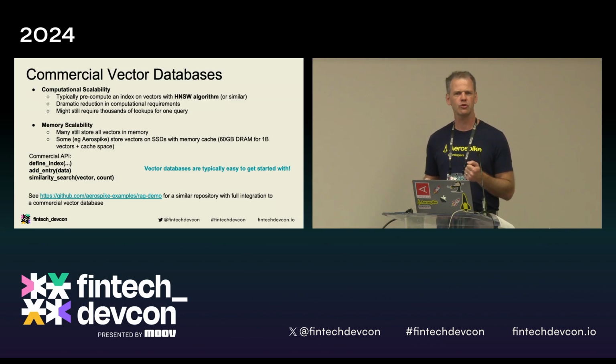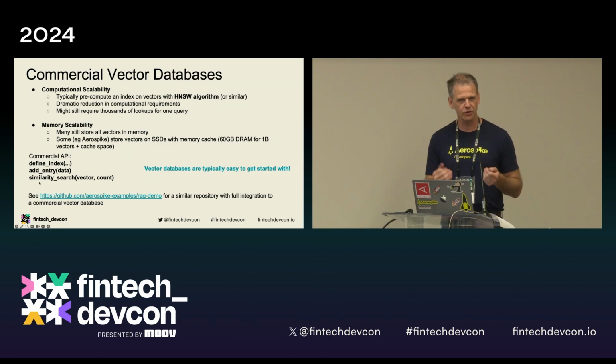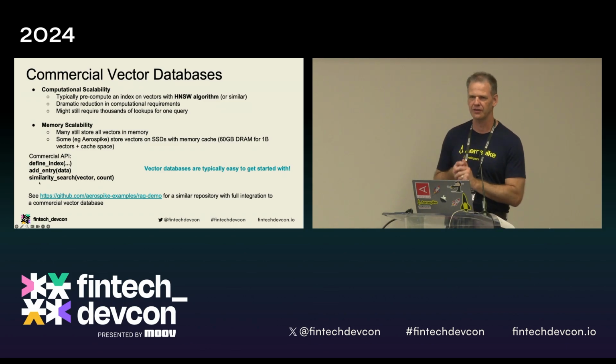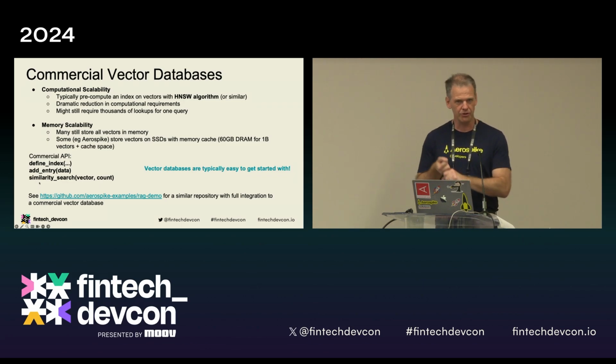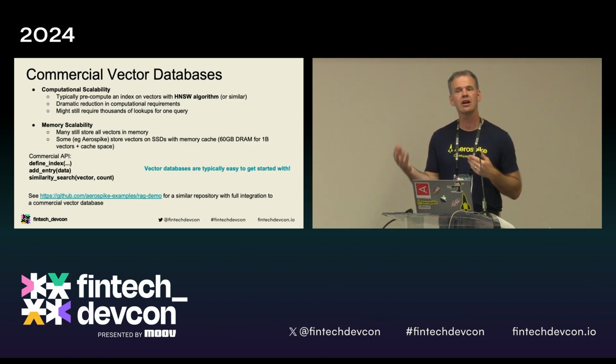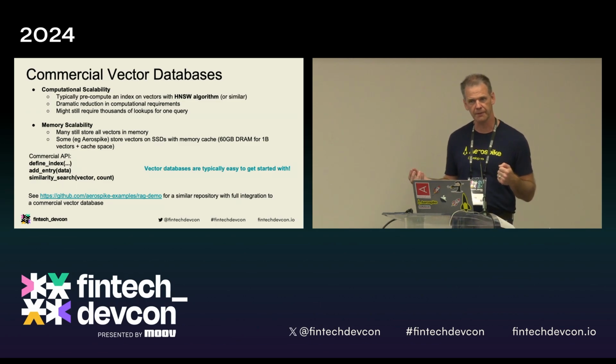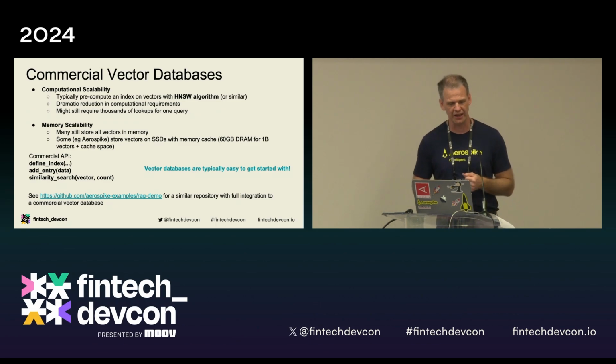I've seen some commercial vector databases that reduce the quality of those vectors, and that saves them DRAM, but the accuracy of your results drops enormously. So there are different ways of approaching this problem. The other thing to note is, look at the API. They normally do the same thing. They define an index. We didn't have to define the index API, but they've got add an entry, given some data, and a similarity search. So the API is fairly similar to what we've been using so far. They're typically very easy to get started with.